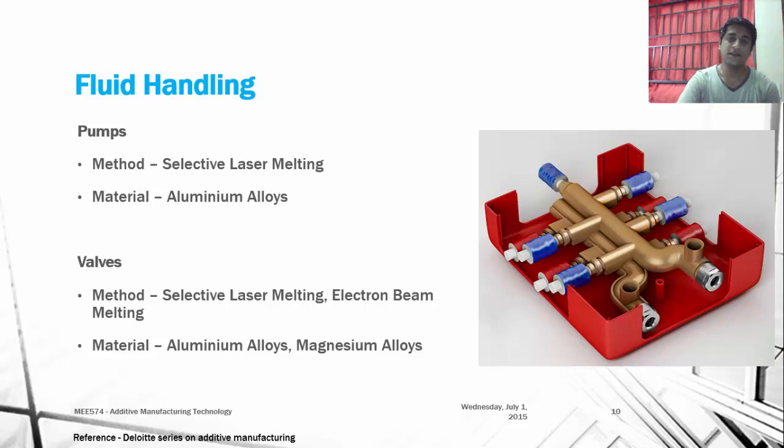The next area is fluid handling, in which pumps and valves are used in the automobile. Parts of those can be manufactured using RP methods. The method usually used for pumps is SLM, that is selective laser melting, and the material usually used is aluminum alloy. And for valves, which are used in pumps or any other situation in the automobile, it is manufactured using SLM and electron beam melting. The material usually used is aluminum alloys and magnesium alloys.